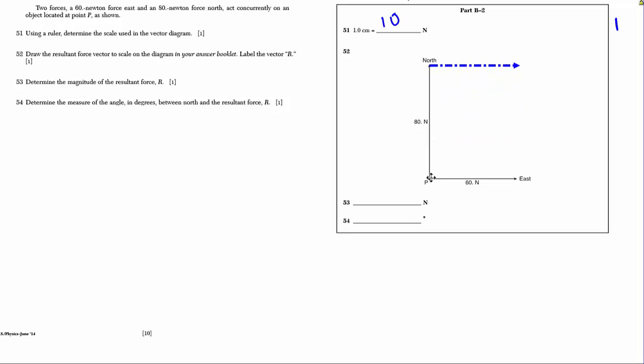Now you'll see that this northward vector's tip is aligned with the eastward vector's tail. And your resulting vector is that final vector that starts at the tail of the first and finishes at the tip of the last. And it's that red one I just drew. Now that is the resulting vector. It's the northeast vector that comes from the north and east vectors. We've got to label this one R.